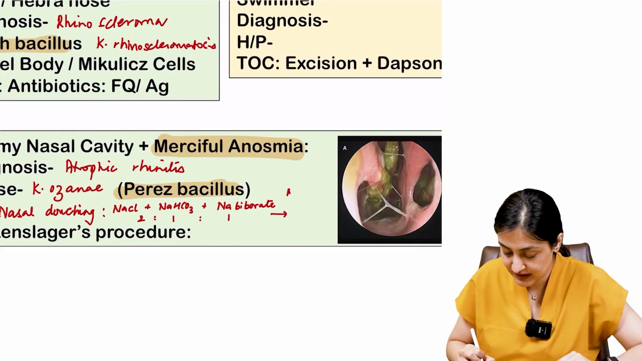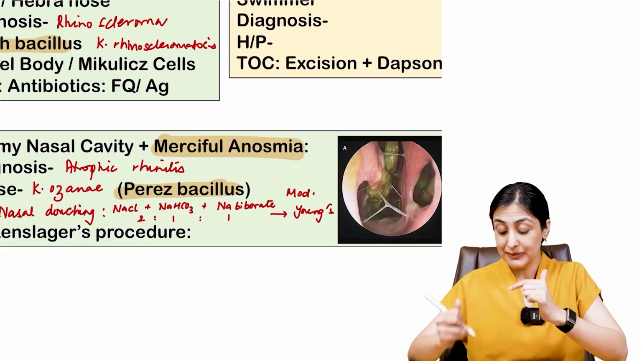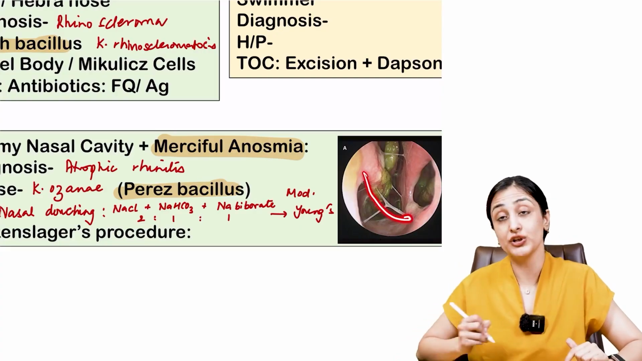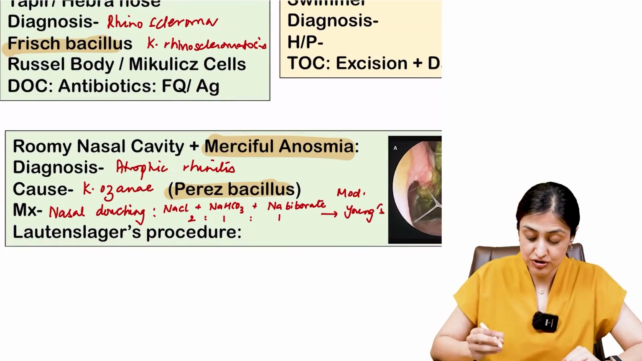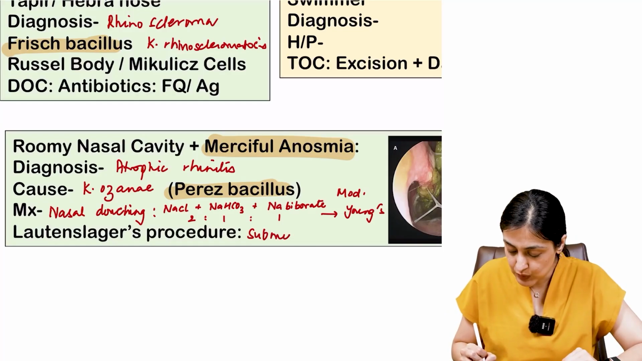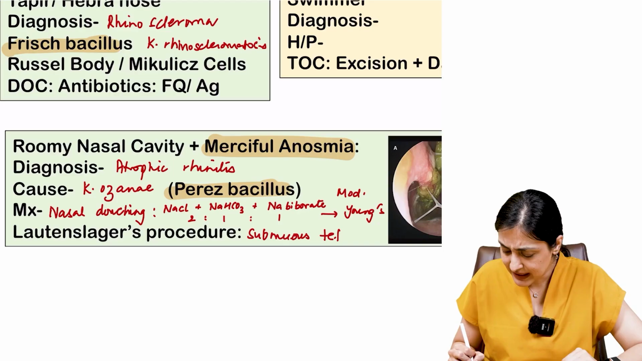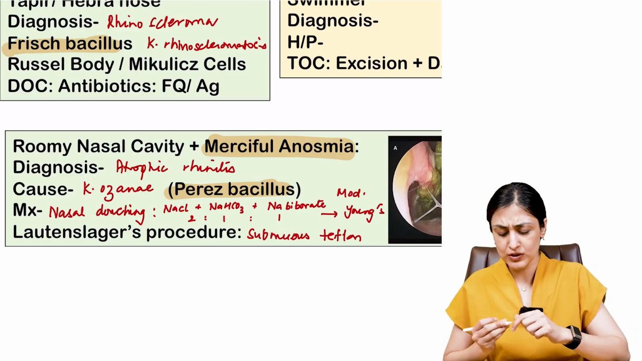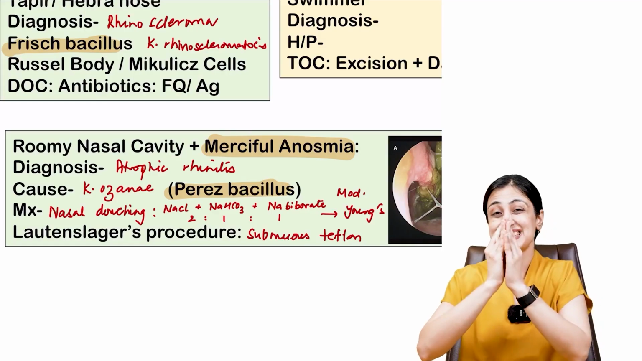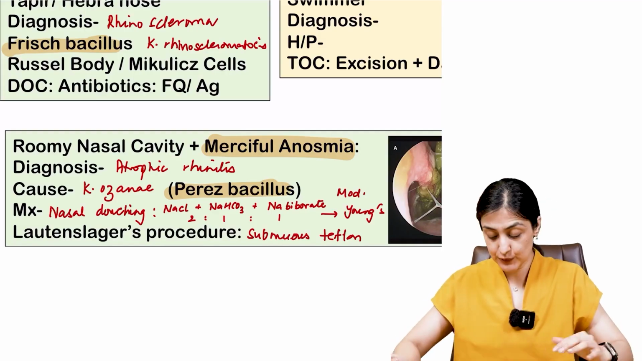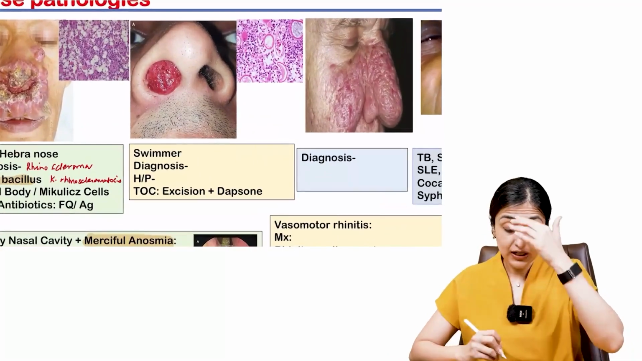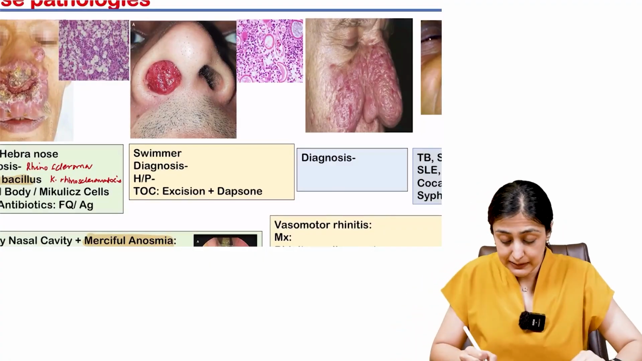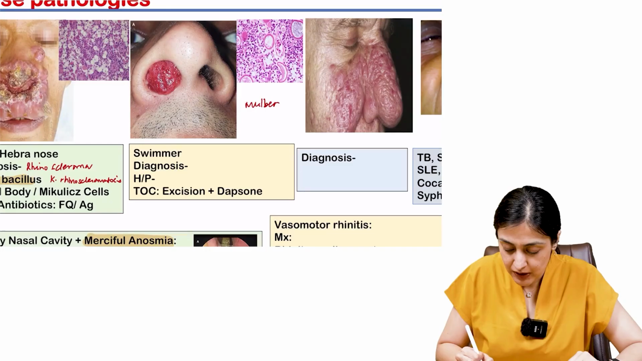But the question they tend to ask is modified Young's surgery, where they try and make this nasal cavity smaller. Another thing which is being done now is Lautenslager procedure, where they put a submucous Teflon, right? So again, Teflon will expand. So submucous Teflon will cause this nasal cavity to become smaller. Okay, so that's what you can do. Then we talk about the other nose, where it looks like a mulberry or a strawberry nose, right?